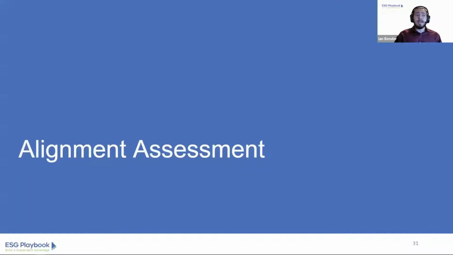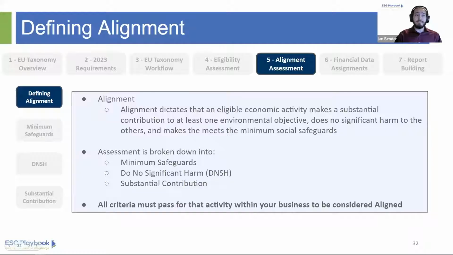the alignment assessment. And now that we've undergone our eligibility, we know which activities are qualified for the alignment assessment. To define alignment, it dictates that an eligible economic activity makes a substantial contribution to at least one environmental objective, doing no significant harm to the other environmental objectives, and meets the minimum social safeguards. With that, we can see the assessment is broken up into three different portions that have to be followed: minimum safeguards, do no significant harm, or DNSH, and substantial contribution. Now, an important note, all criteria must pass for that activity to be considered aligned. Failing even a single one will mean that that activity is not aligned with your company, but I'll get a little bit more into that later.